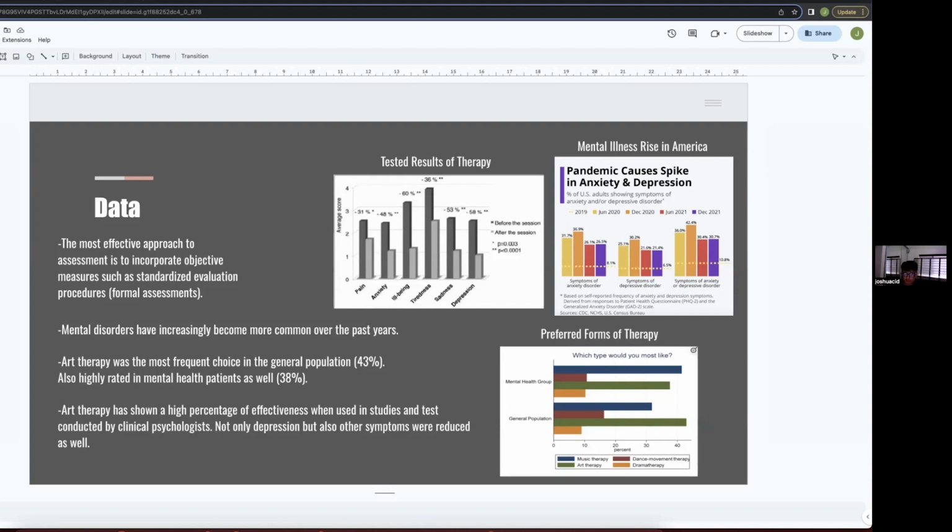So according to Statista, I think that's how you say the company's name, for those who have chosen to utilize some form of therapy or coping mechanism, the most frequent choice, at a whopping 43% amongst the general population, was art therapy. It was also highly rated by mental health patients at 38%, only behind music therapy. Now, art therapy has shown a high percentage of effectiveness when used during studies and tests conducted by psychologists, and they all seem to have the final result of not only reducing depression, but also other symptoms as well.